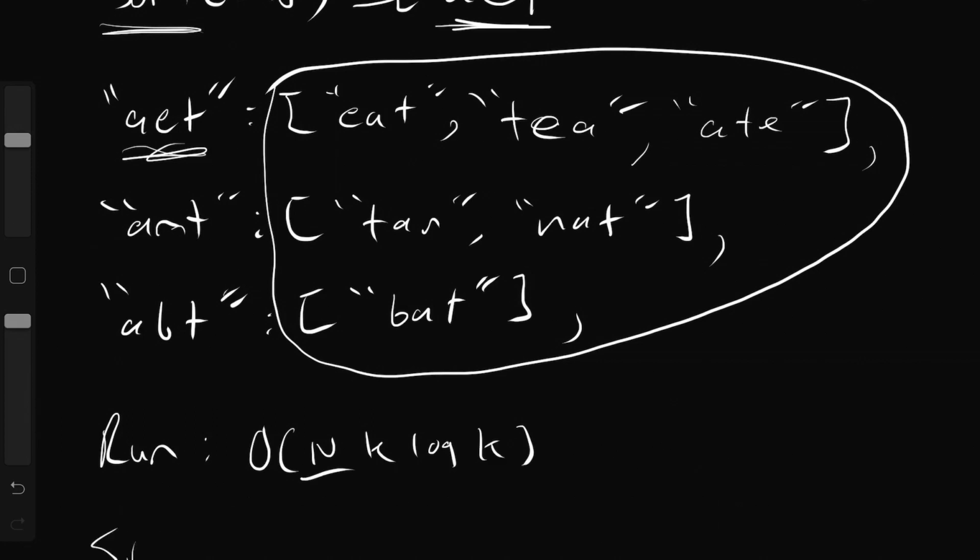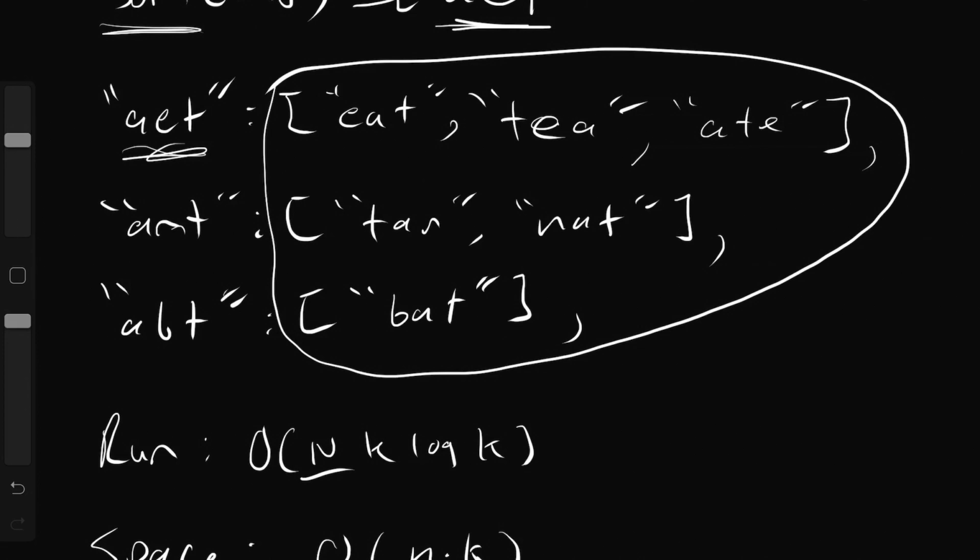And then space will be O of n k. And so this just represents the information stored in our final answer. The reason why it's nk, so you can think of it as n times k, is because n is our list and then k is the individual length of the strings. And so combining that together, we get O of n times k.